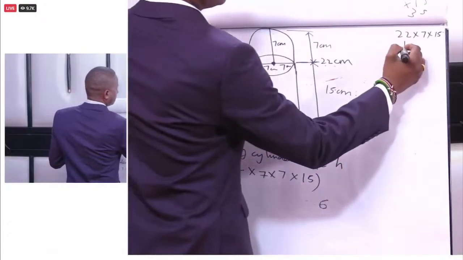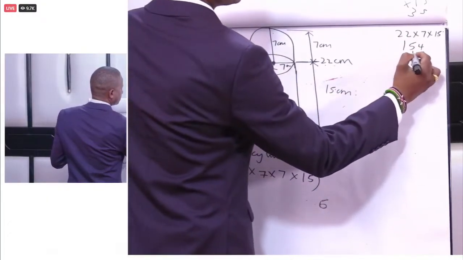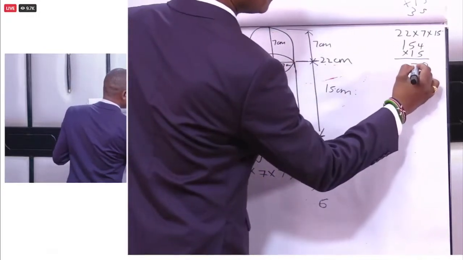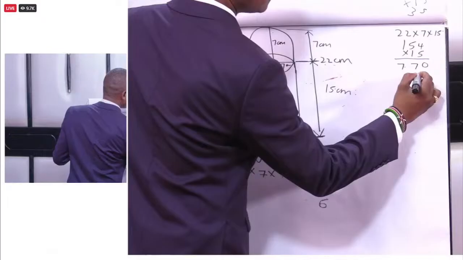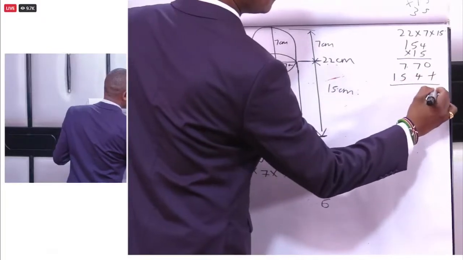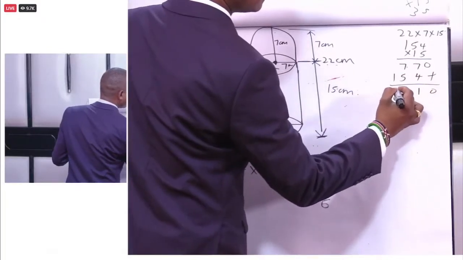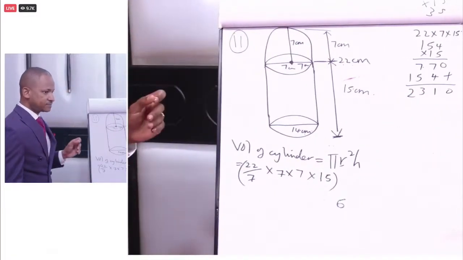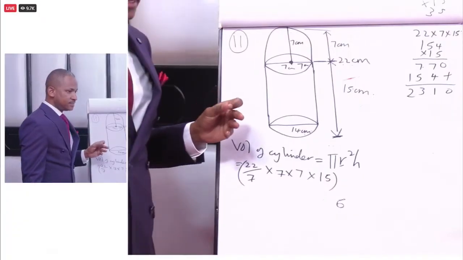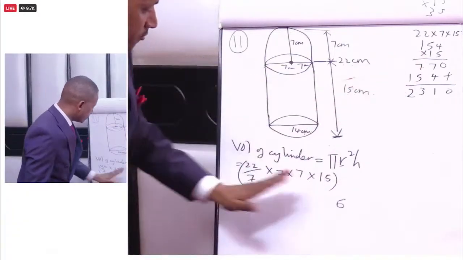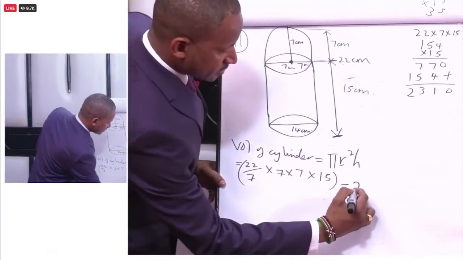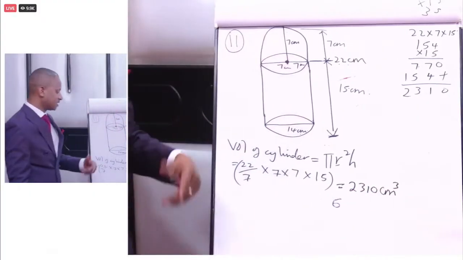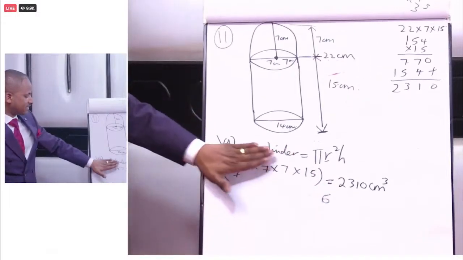Let me see, this is 154 times 15. Use your calculator. That's what I'm getting. I don't know if we are correct. It's 2310. So just use your calculator. This is 2310, but volume is given in centimeters cubed. That is the volume of a cylinder.